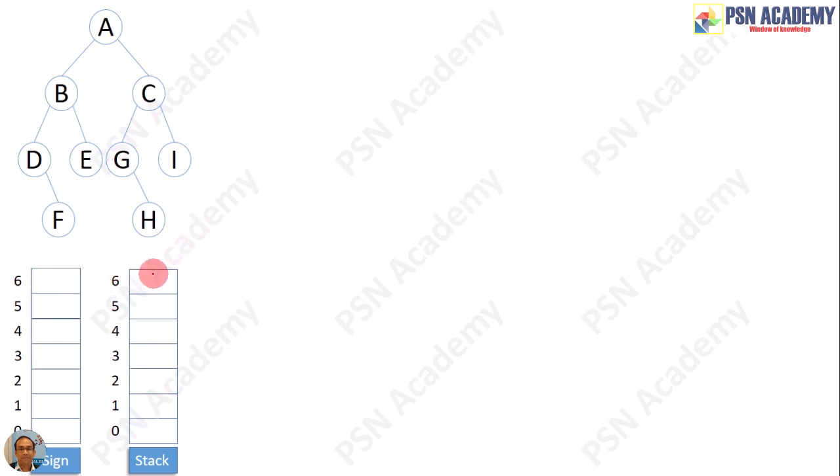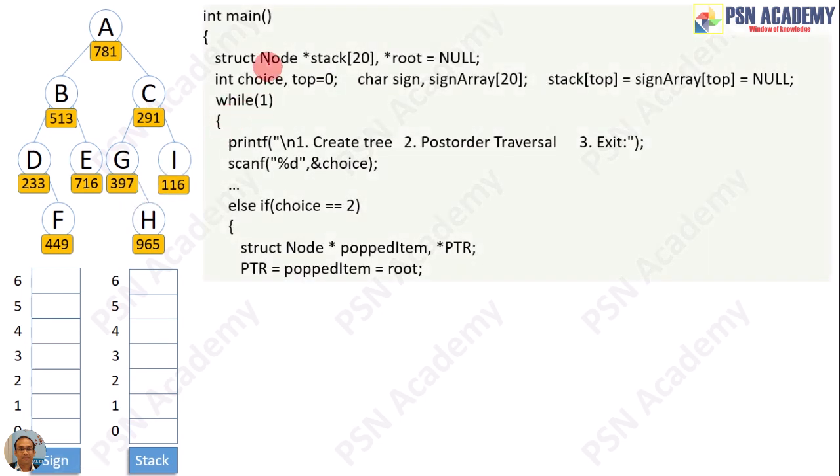Here we have two arrays. One array is acting as a stack as before, but here we have another array that will hold the sign of each data that will be stored inside this stack. These are the addresses as before, and here is our main.